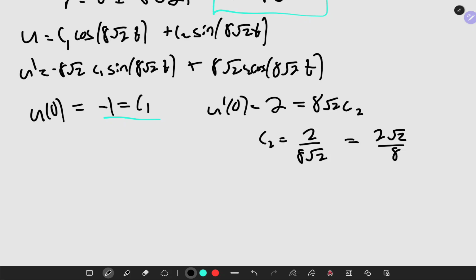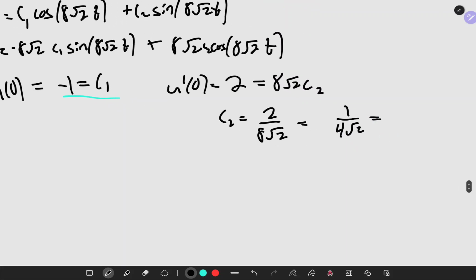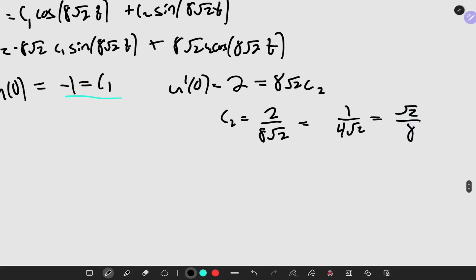What? I think I see a mistake here. Hold on. Give me 1 minute. Let me see if this is correct. Actually, that was okay. Let's do it like this first, and then we can rationalize it, right? So then we have root 2 over 8 is C2. Okay.